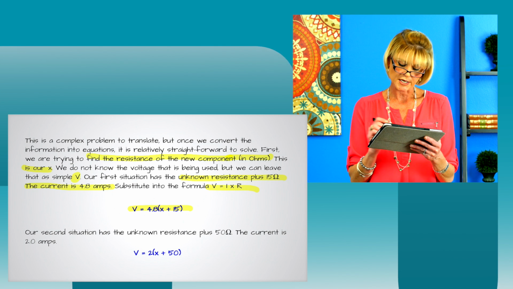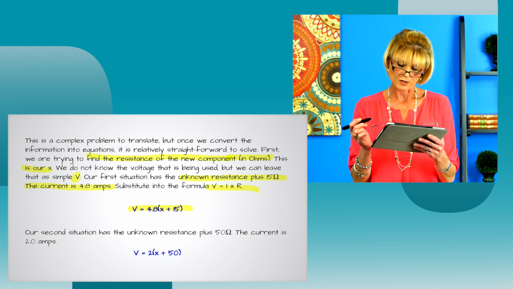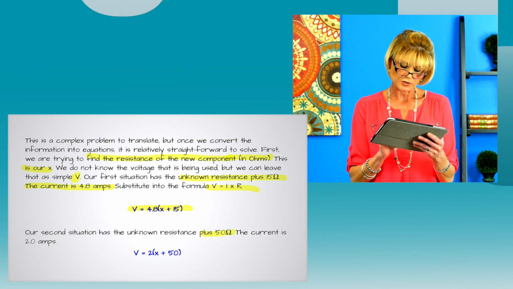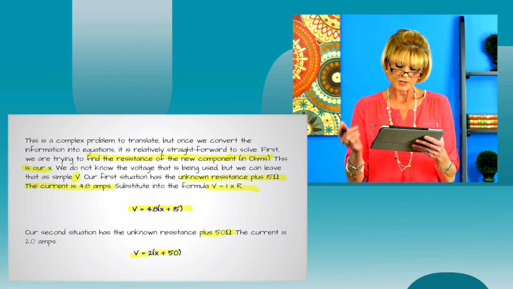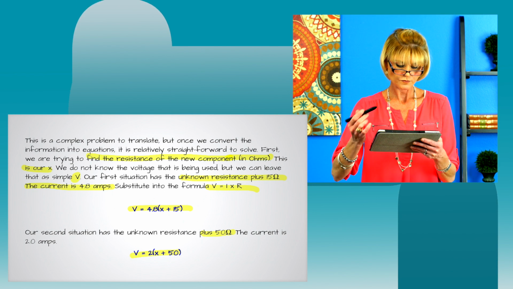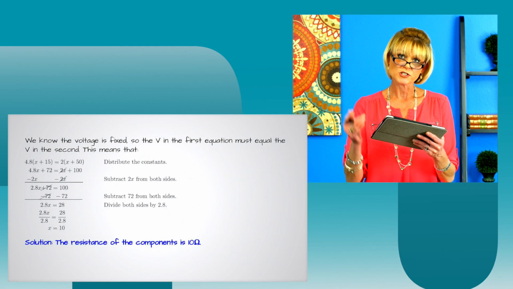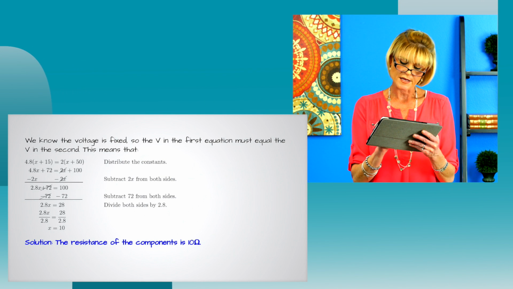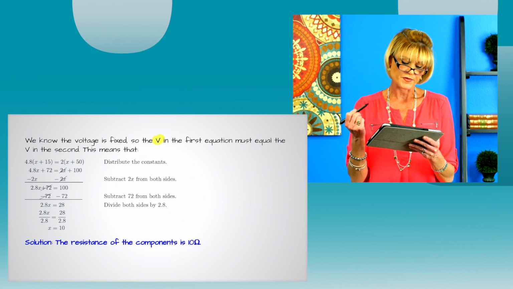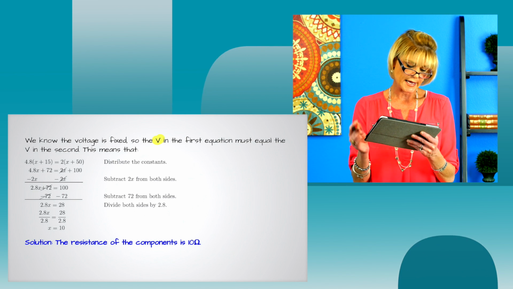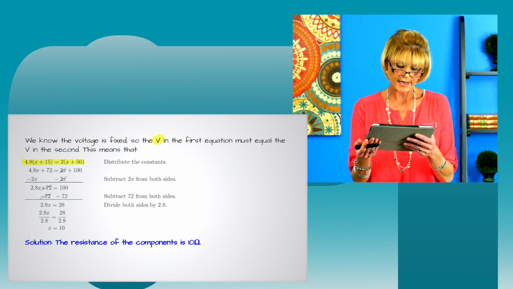Our second situation has the unknown resistance plus 50 ohms. The current is 2.0 amps, so that gives us V equals 2 times x plus 50. We know the voltage is fixed, so the V in the first equation must equal the V in the second. That means that 4.8 times x plus 15 equals 2 times x plus 50.